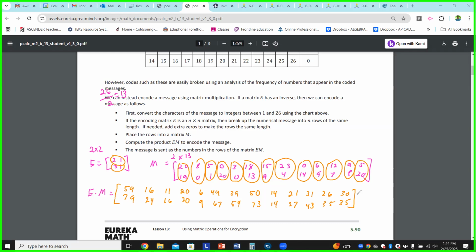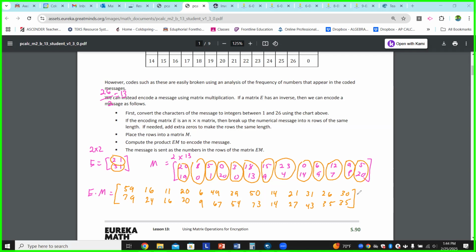Not quite, but you are onto something. We know that this message that's sent to us is E times M, the code times the message. How can I get rid of the E? What would I have to multiply E by to get rid of E? The inverse. Because what's the inverse times the original matrix? Not the zero matrix, the identity matrix. And the identity matrix times any matrix is what? Itself.